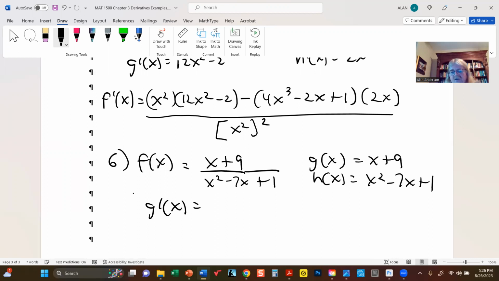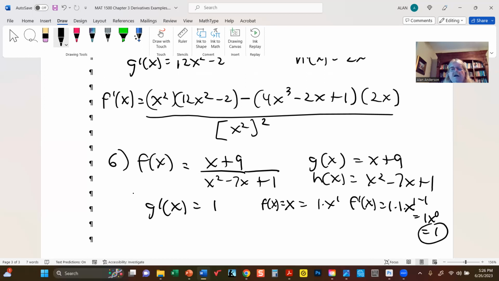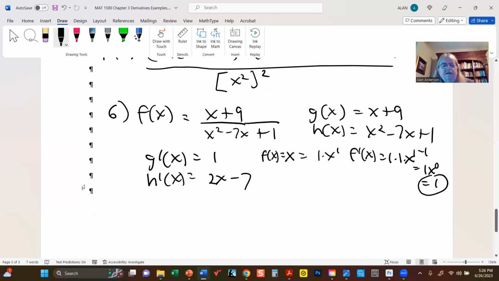Whenever you run into just x, the derivative of x is 1, because using the power rule, if this is your f of x, f prime of x is just 1 times x to the 1 minus 1 power, which is 1. Now, as far as h is concerned, using the product rule, we'll have 2x minus 7. All right, so let's go write out that rule again.